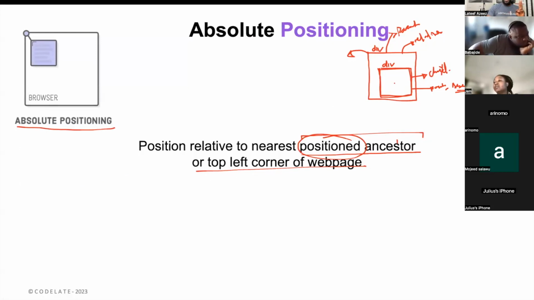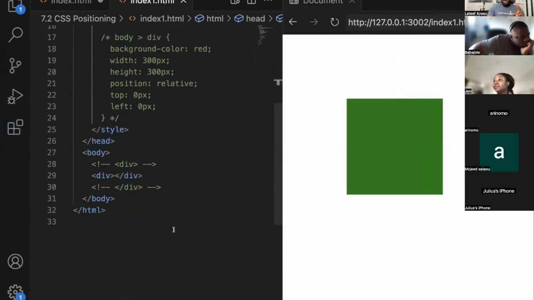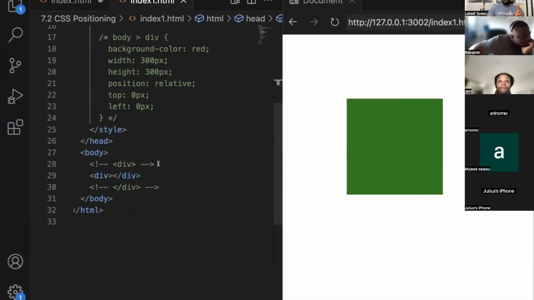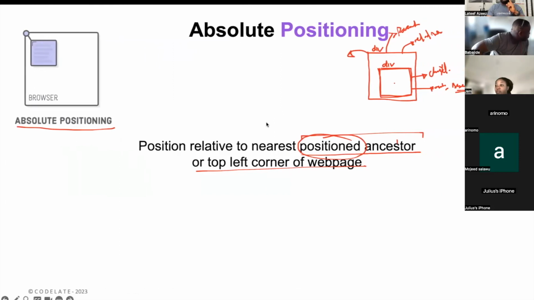Two things. Either it has a parent or an ancestor, which is also positioned, or it does not have a parent at all. Then it takes its reference from the page. The page doesn't have to be positioned; the page is already positioned. It's static. So it will now take a reference from the page. But if it does have a parent, then the parent must be positioned.